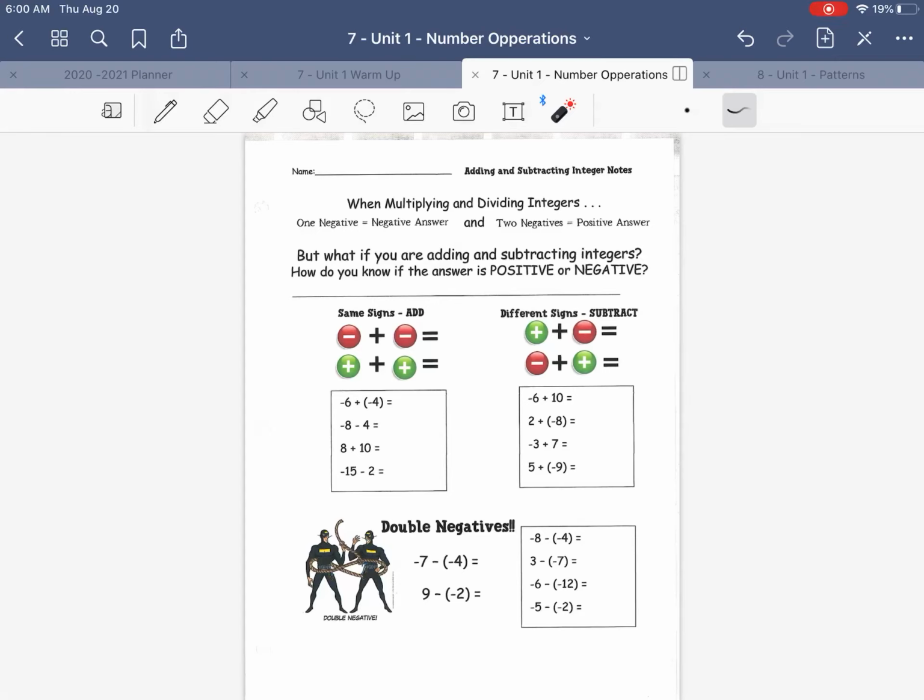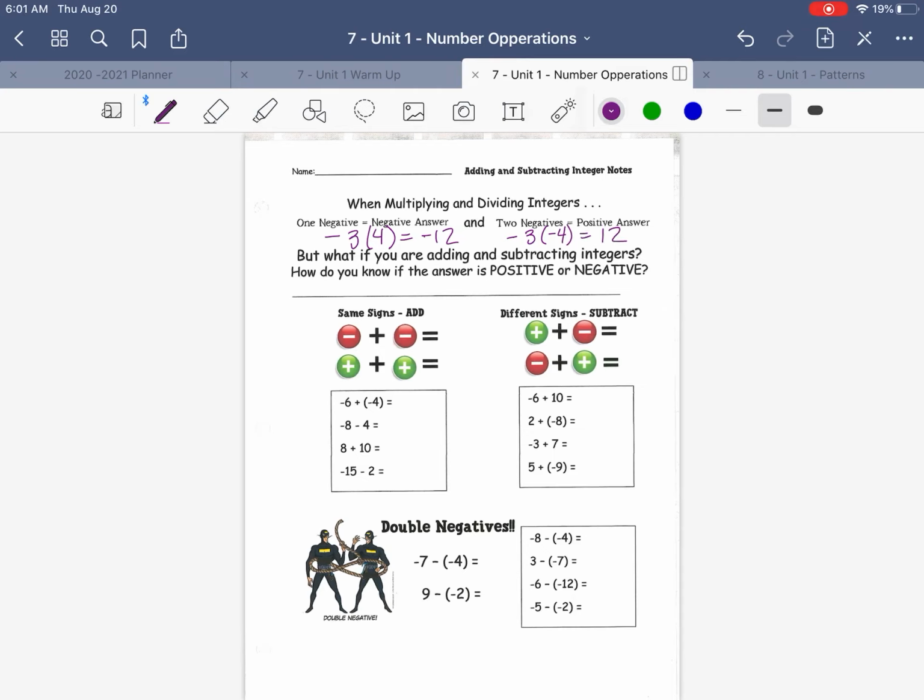Hello again. So we started this week with multiplying and dividing integers. Just as a reminder, when we're multiplying and dividing integers, if we have one negative in our problem, then the answer is negative. If we have two negatives in our problem, then the answer is positive. So if I have something like -3 times 4, my answer is going to be a -12. But if I have -3 times -4, my answer is going to be positive.